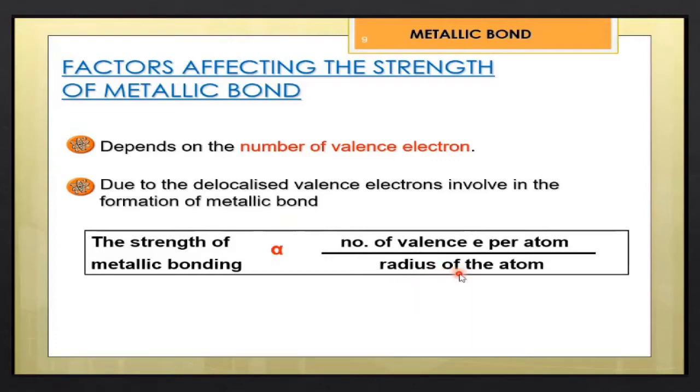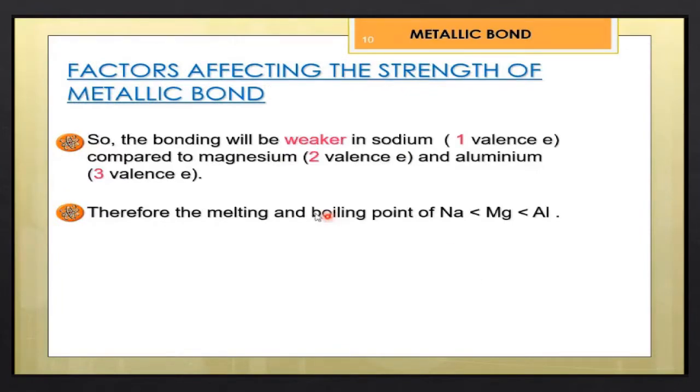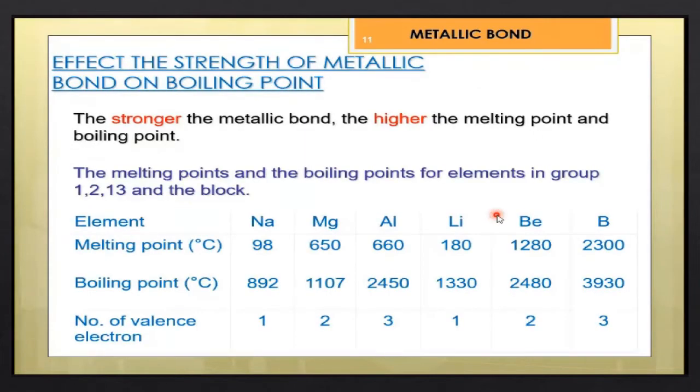This one we learned during chapter 3. Because when the size gets smaller, the strength of the bonding gets stronger, because the nucleus and the valence electrons are closer in distance. So we check by using the example of sodium, magnesium, and aluminium. Sodium has 1 valence electron, magnesium 2, and aluminium 3. Therefore, the melting point and boiling point of sodium is the lowest, then next is magnesium, then the highest is aluminium.